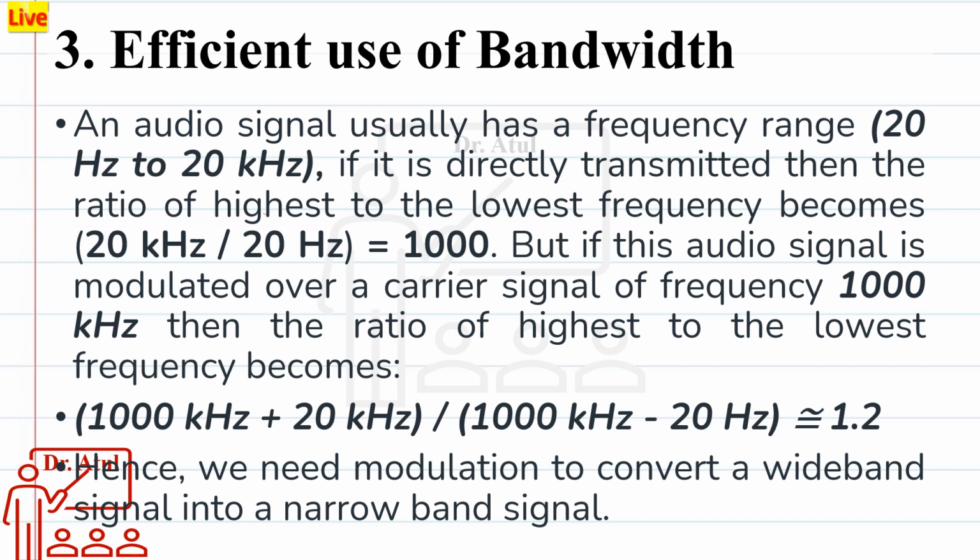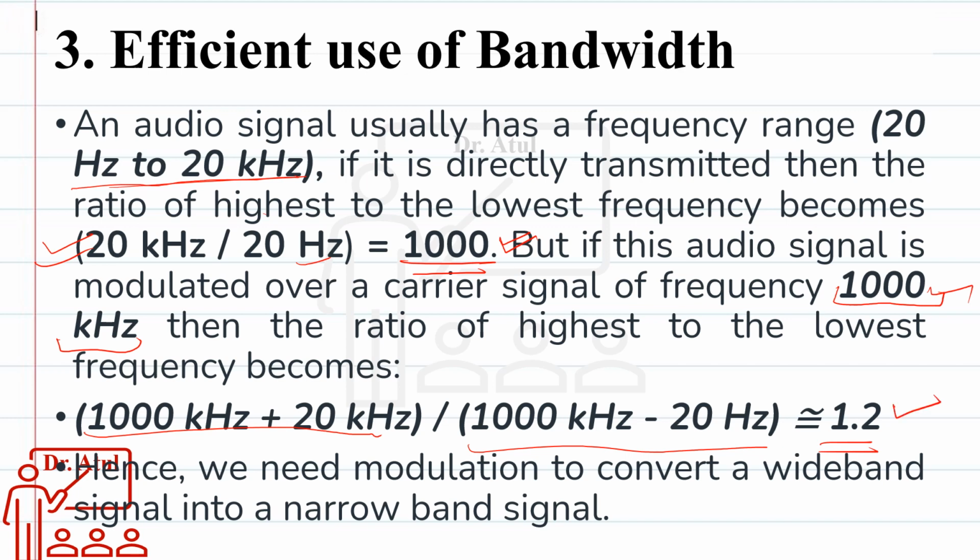The audio signal usually has a frequency range of 20 Hz to 20 kilohertz. When it is directly transmitted by a communication system, the ratio is 20 kilohertz divided by 20 Hz, which is 1000. If this audio signal is modulated over a carrier of 1000 kilohertz, that is, if I give it a ride on a 1000 kilohertz wave, then it will be 1000 kilohertz plus 20 hertz, and 1000 kilohertz minus 20 hertz. The ratio of that will be 1.02. So this ratio is very small as compared to 1000.